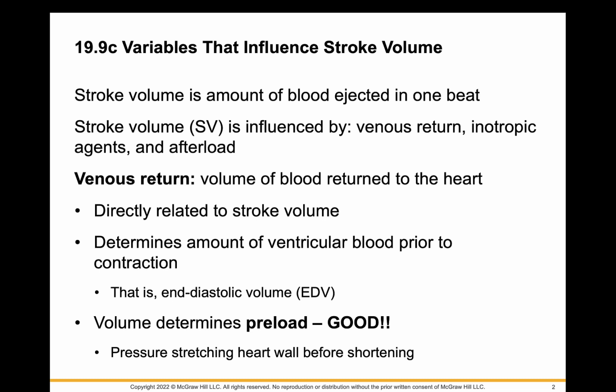Remember, stroke volume is one of the parameters necessary to calculate cardiac output, and we're also talking about the amount of blood that is ejected from the ventricles every time the ventricles beat. There are a number of things that are going to have an impact on stroke volume: venous return, inotropic agents, and afterload. Venous return is the primary factor.